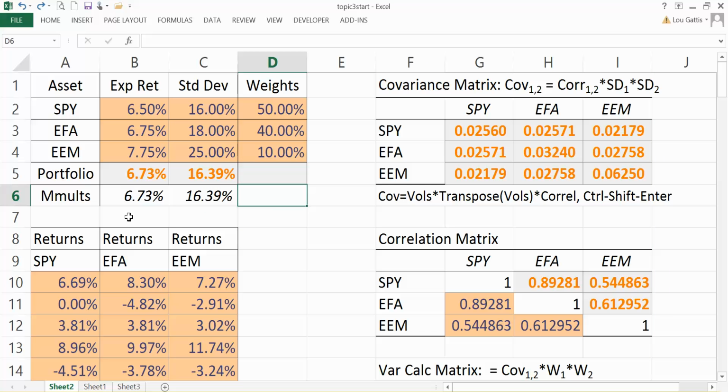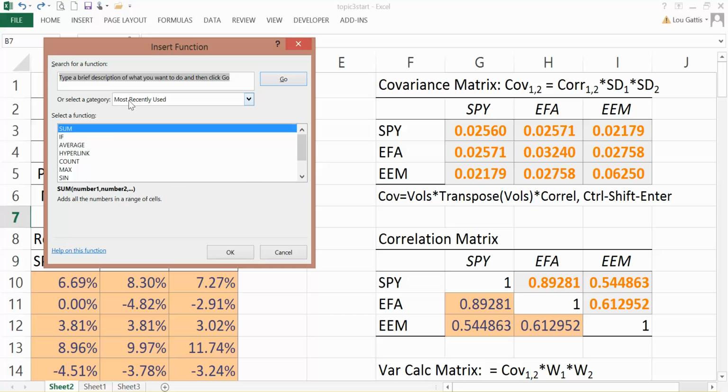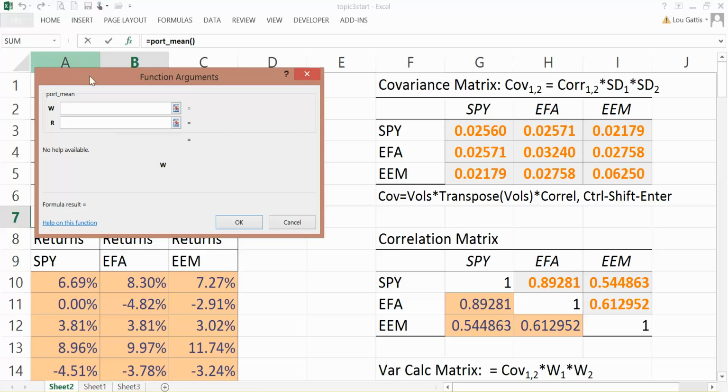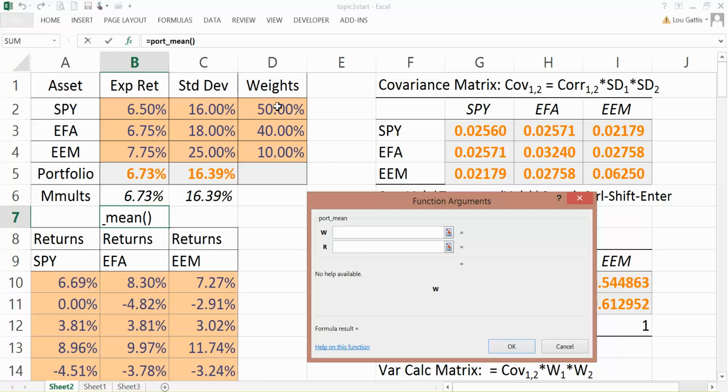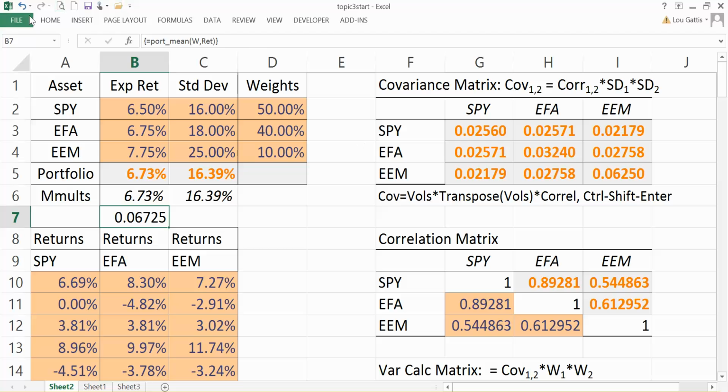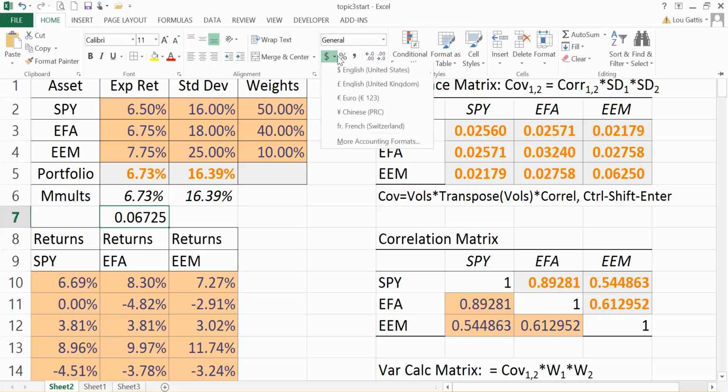I can then calculate the portfolio mean down here by inserting a user-defined function, PortMean. Here are my weights. These are my returns. Control-Shift-Enter, and you have another way of calculating portfolio mean.